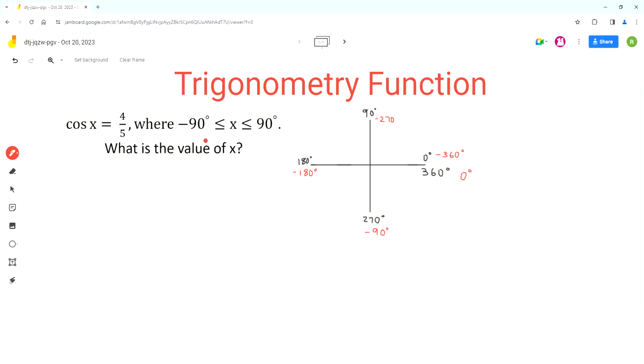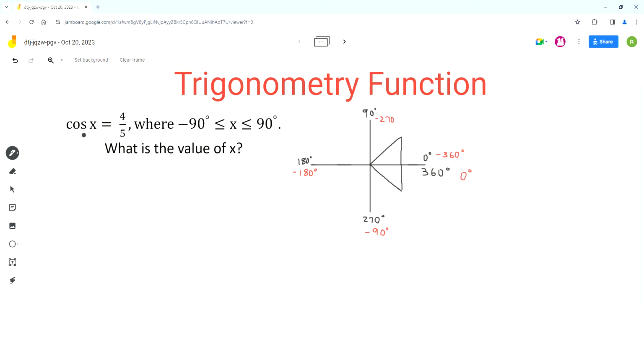Now since the given domain is from negative 90 degrees to positive 90 degrees, that means angle x can lie in this first quadrant here, because in this quadrant the angle is from 0 to 90 degrees, or it can lie in quadrant 4, because in quadrant 4 the angle value can vary from 0 degrees to negative 90 degrees. So this is the first step we have to understand to analyze this type of problem. We have to identify the quadrants in which the value of x can lie. In this case it's quadrant 1 and 4.